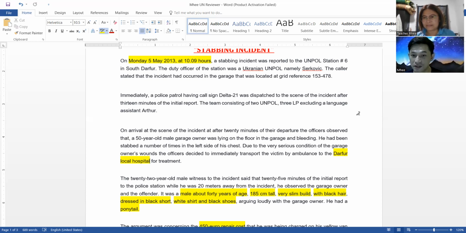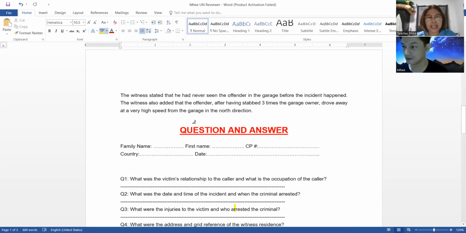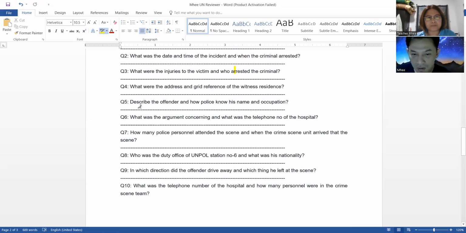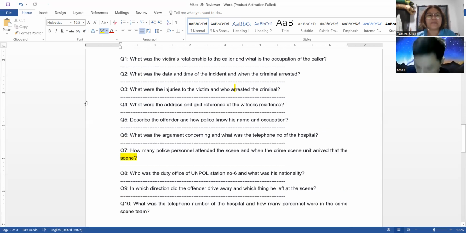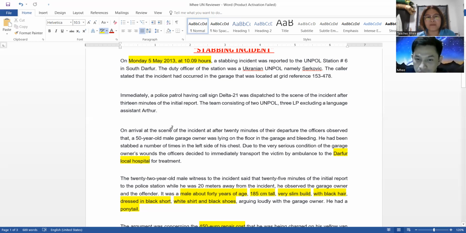Oh, 20 minutes, plus 10:42. Yes, 10:42. They arrived on the scene. So the question here was, yes, the question is when the crime scene unit arrived at the scene. So this is the time of the arrival.